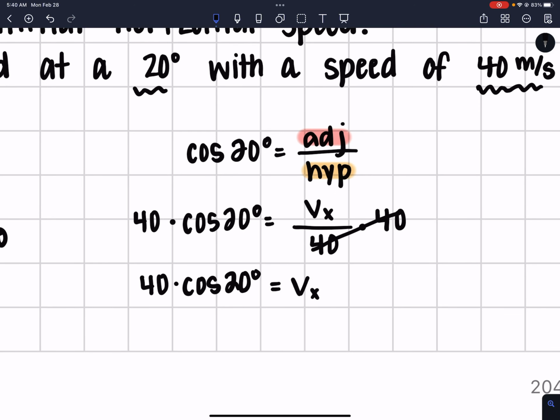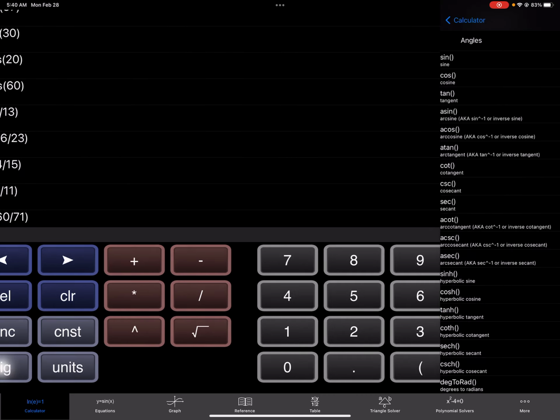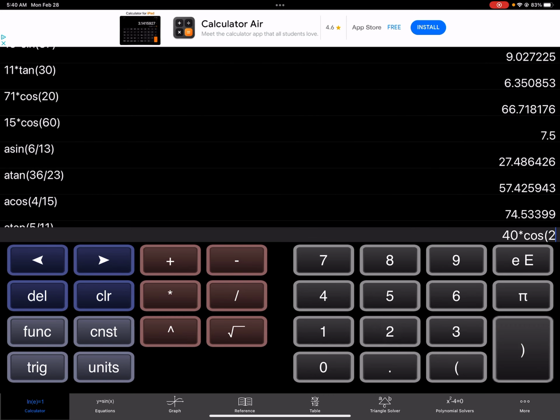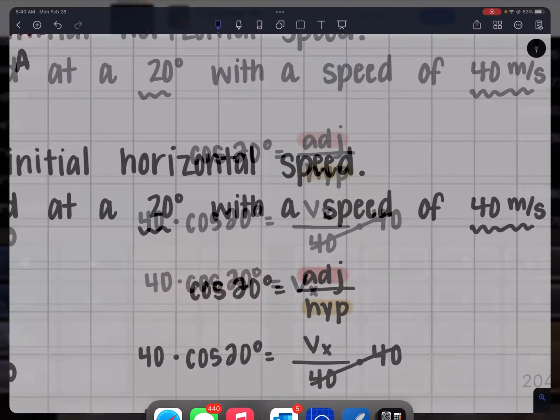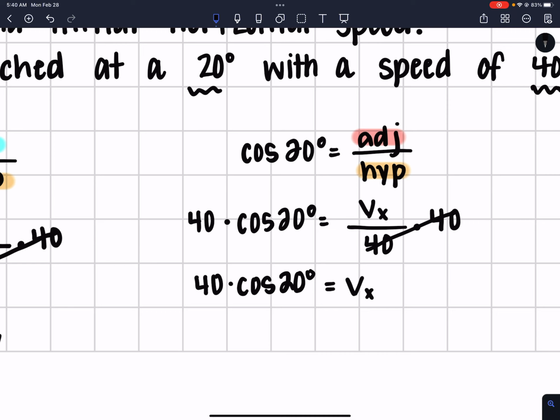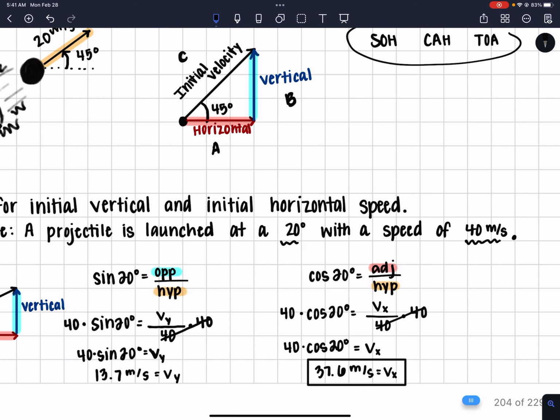I just need to plug this into my calculator and figure out what 40 times cosine of 20 is. Equals, and I get 37.6. So my horizontal speed is 37.6 meters per second. So my two components are here and here.